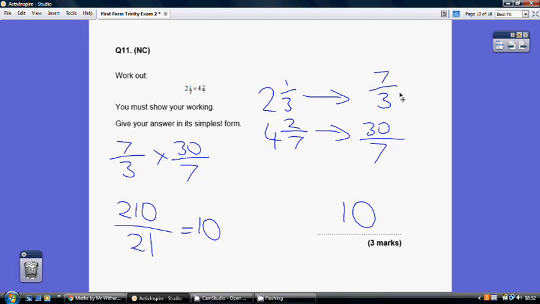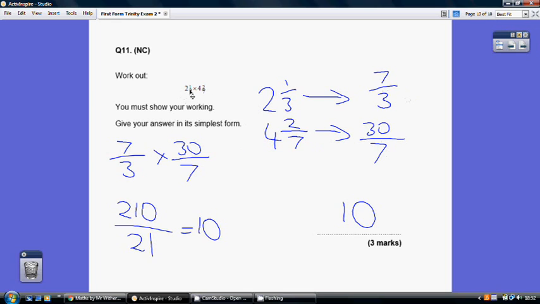Now the quick shortcut way to do this, but it's really nice if you understand why, is you just do 2 times 3 is 6, 6 add 1 is 7. And similarly with the second one, you do 4 7s are 28 and add the 2 to get 30. So do make sure you practice going from mixed numbers to improper fractions. It's a really important skill.